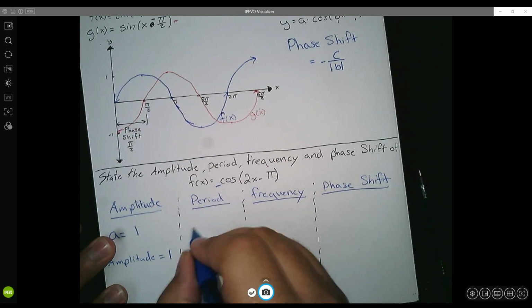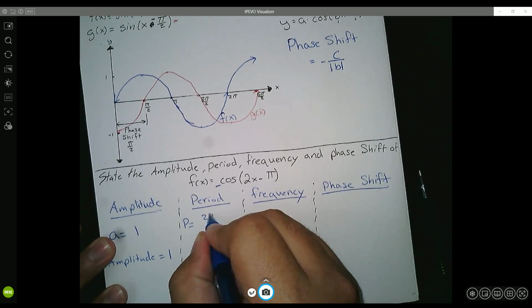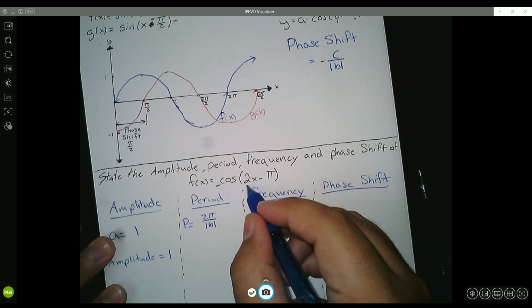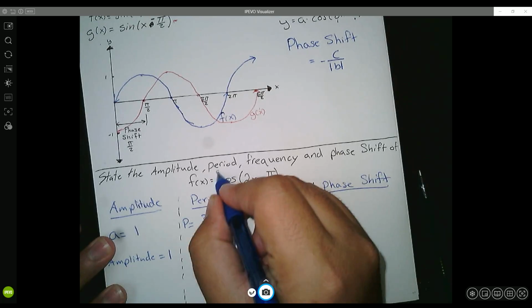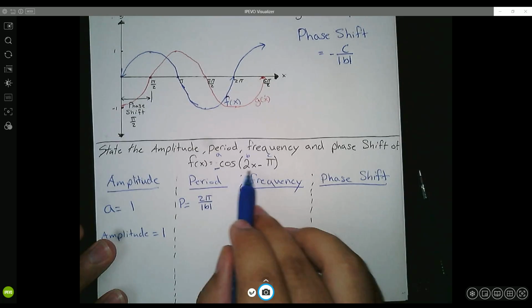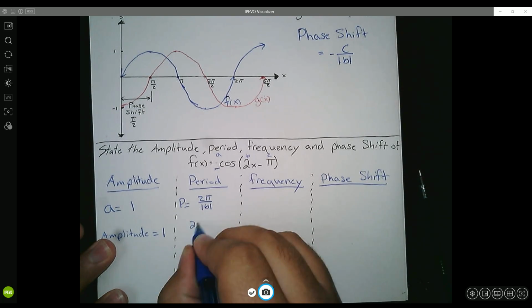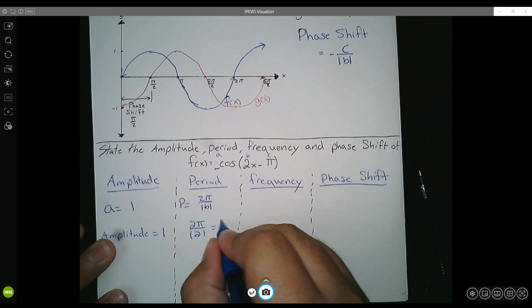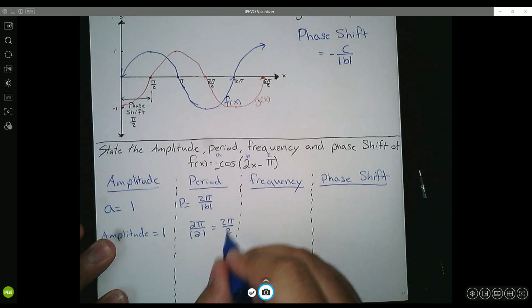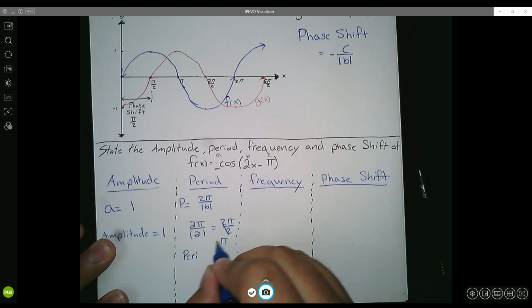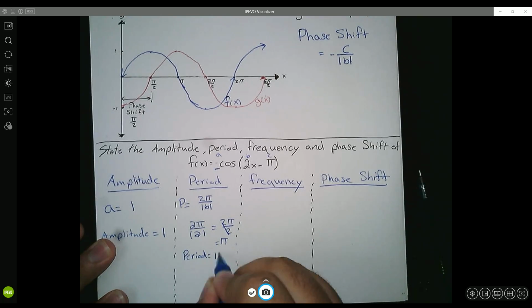Next, the period. Remember, the period p is equal to 2 pi over the absolute value of b. This is a, this is b, this is c, and we don't have a d. So our b term is actually going to be 2. We plug that into this equation: 2 pi over the absolute value of 2. The absolute value of 2 is just 2, so 2 pi over 2 gives me pi. So our period ends up being equal to pi.